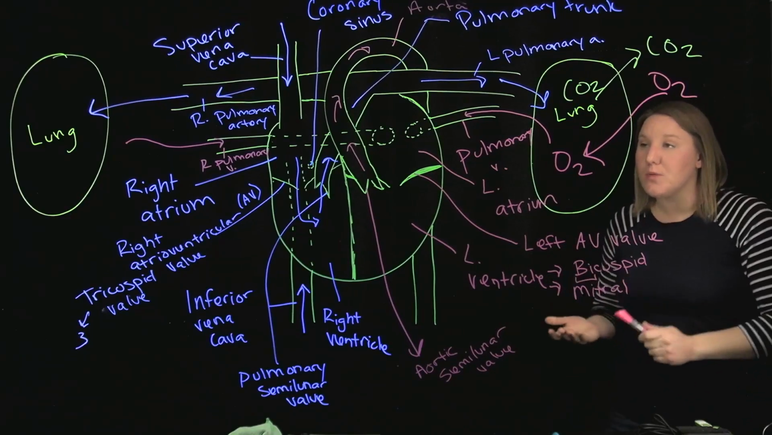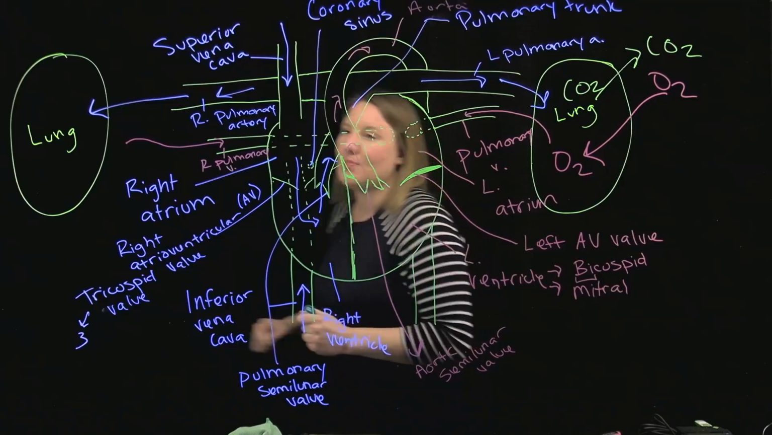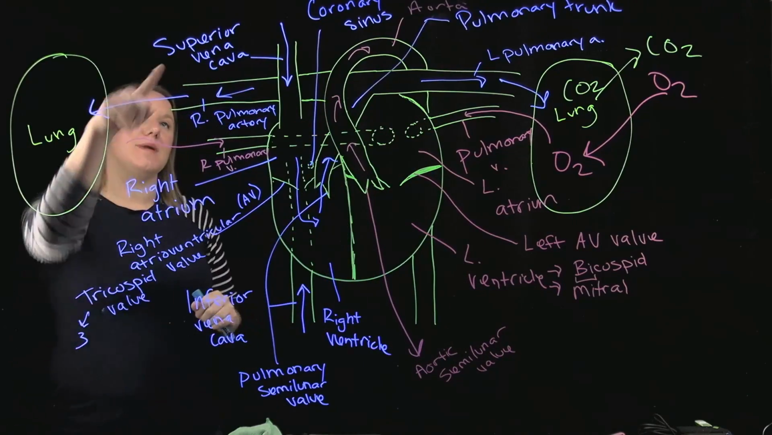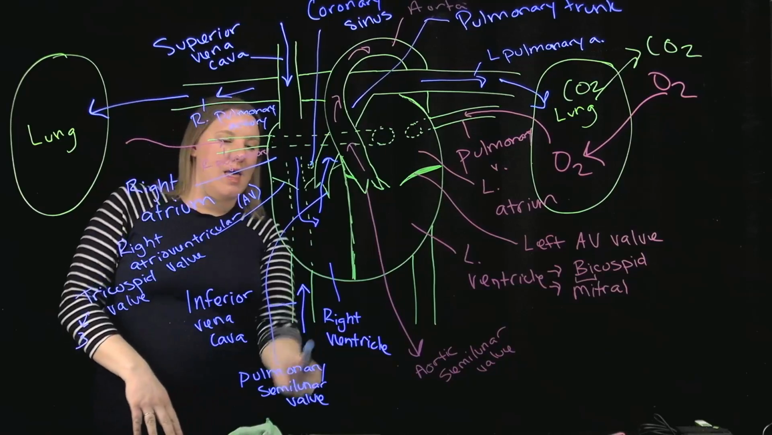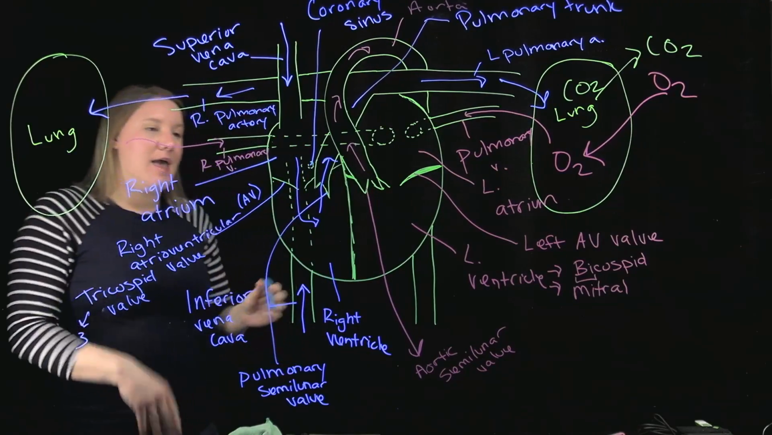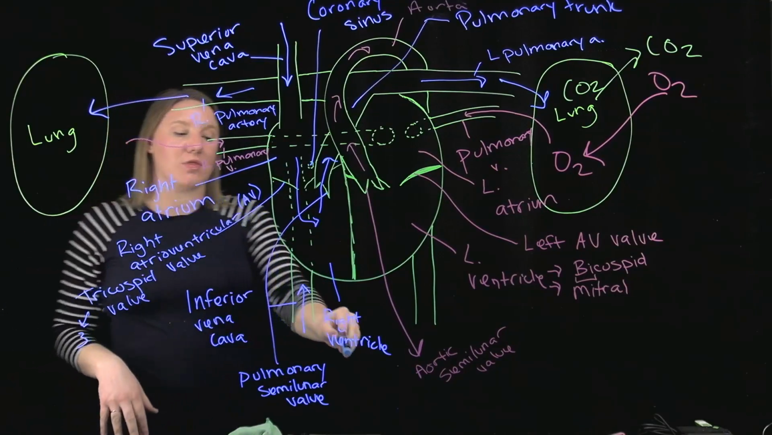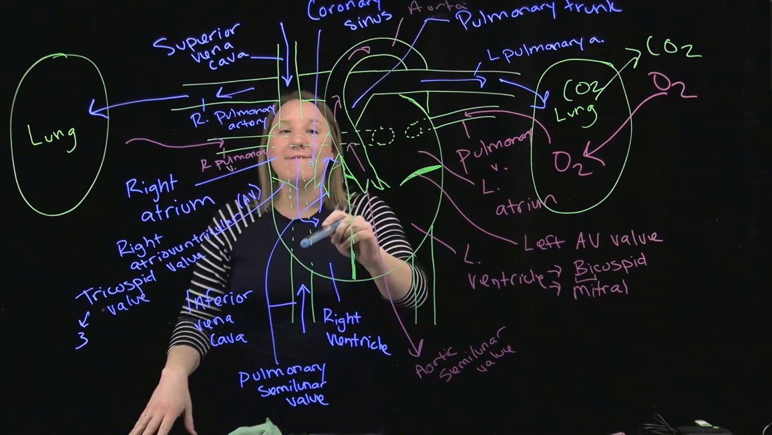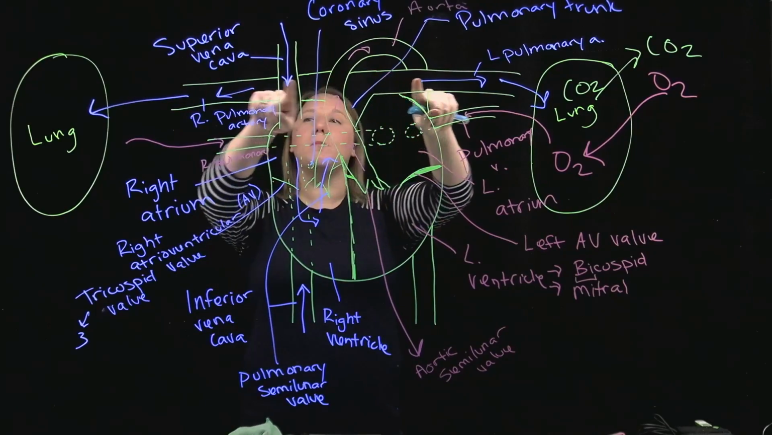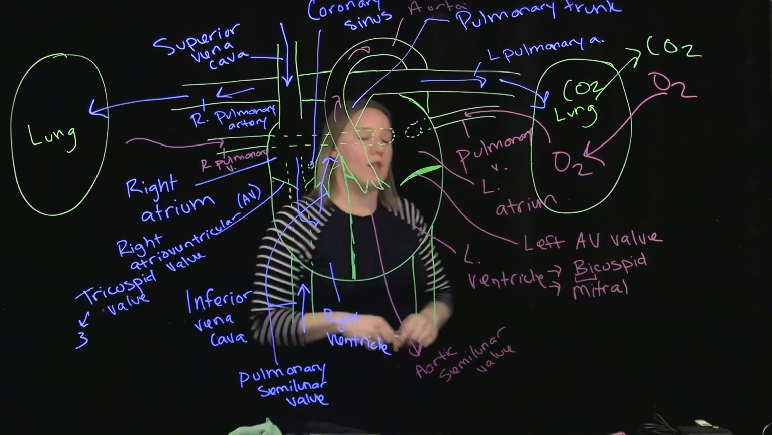So I'm going to go through this one more time relatively quickly to make sure we didn't miss anything. Blood comes into the right atrium of the heart from either the superior vena cava, the inferior vena cava, or the coronary sinus. It passes through the right atrioventricular valve into the right ventricle. The right ventricle pumps it through the pulmonary trunk, which splits to give us two pulmonary arteries that take this low oxygen blood to the lungs.